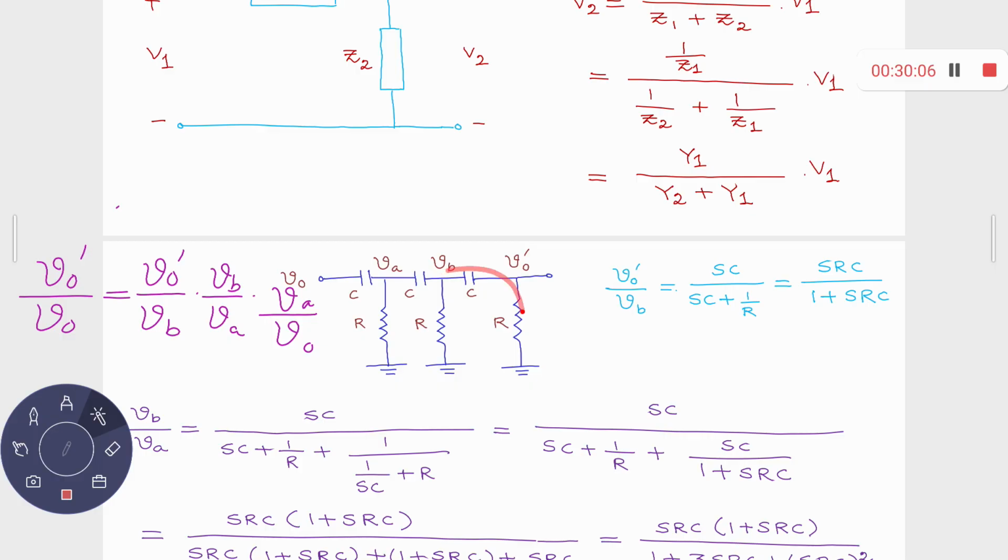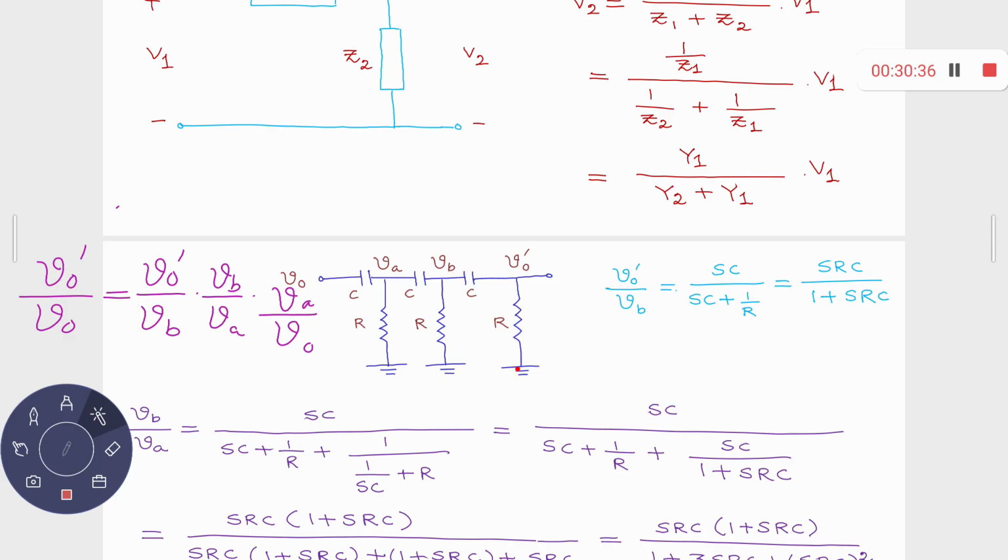Now what is impedance? This part? SC plus 1 by R. They are in series. These two are in series. And this whole thing is in parallel with R. Right? So if they are in series, what will be this? R and this one is 1 plus SC. R plus 1 by SC. This is the equivalent impedance.